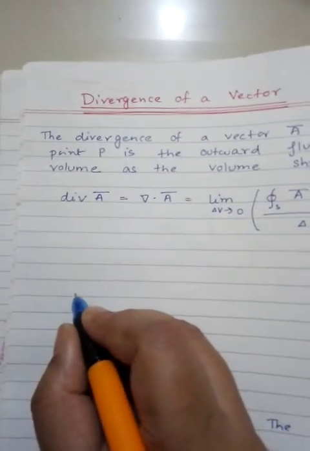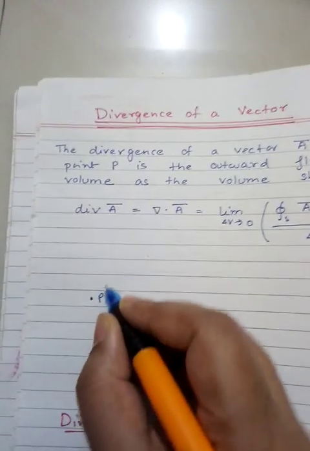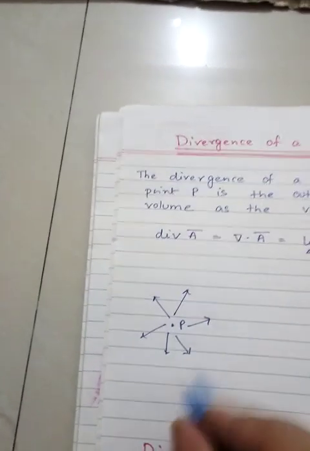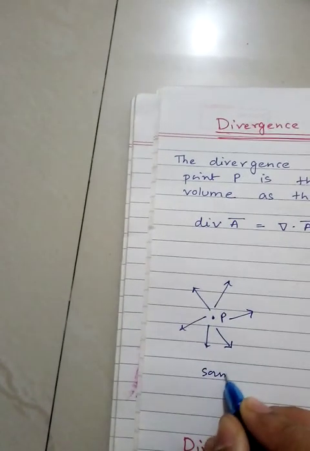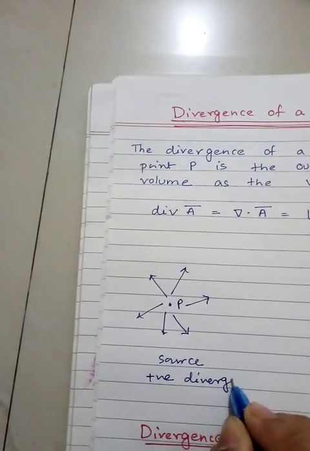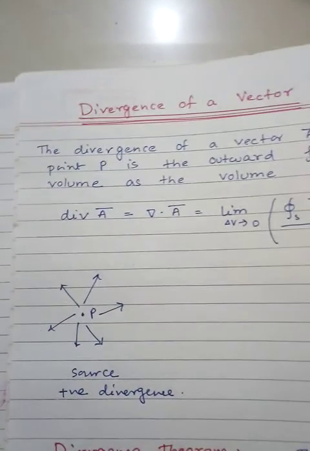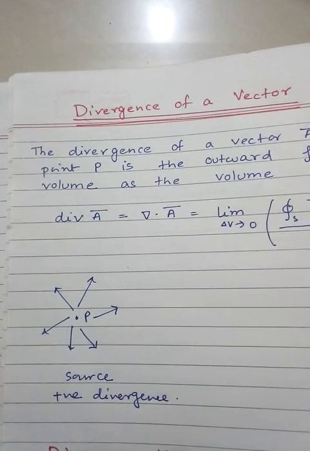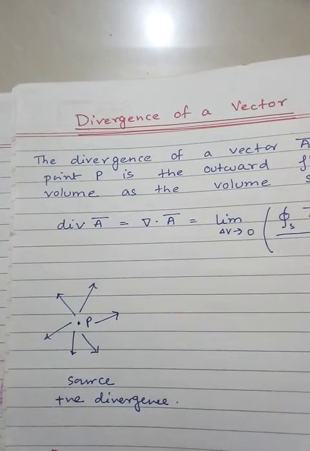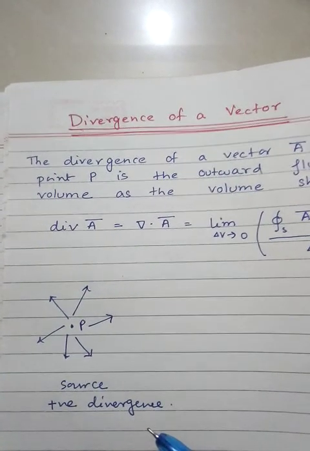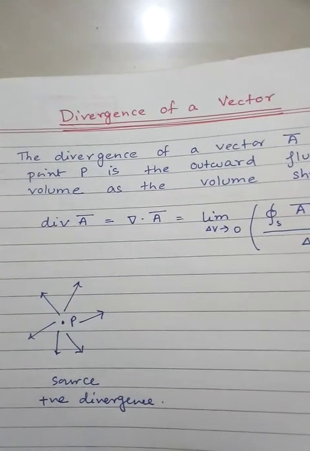Okay, suppose there is a point P and the flux lines are coming out of that point. Suppose like this. Then we say that this is a source point and the divergence is positive. We say it is positive divergence. For example, a balloon inside which air is there, okay, and you make a small hole on it. So what will happen? The gas will come out. So that is positive divergence. Divergence means flux lines coming out of a point.